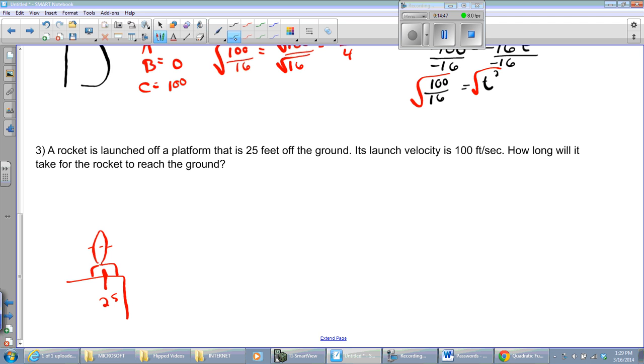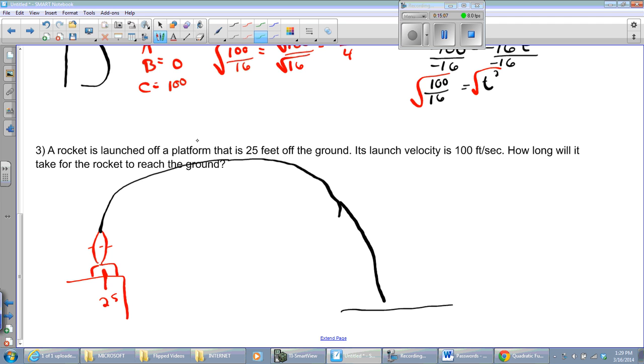All right. Now I know it's going to be launched off the ground. And the second it gets launched off the platform, gravity is going to start pulling on it. And it's going to fall in some type of parabolic path until it hits the ground, right? Okay, so let's go through and see what we have here.